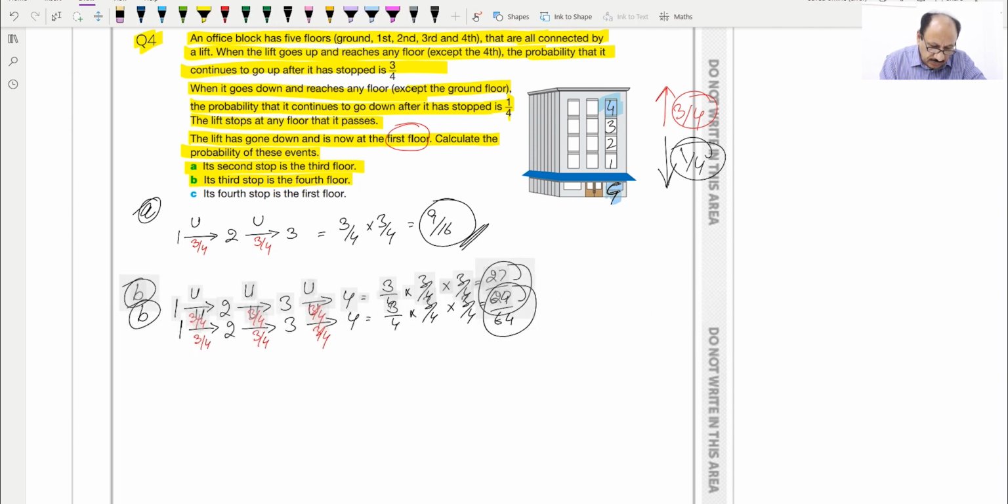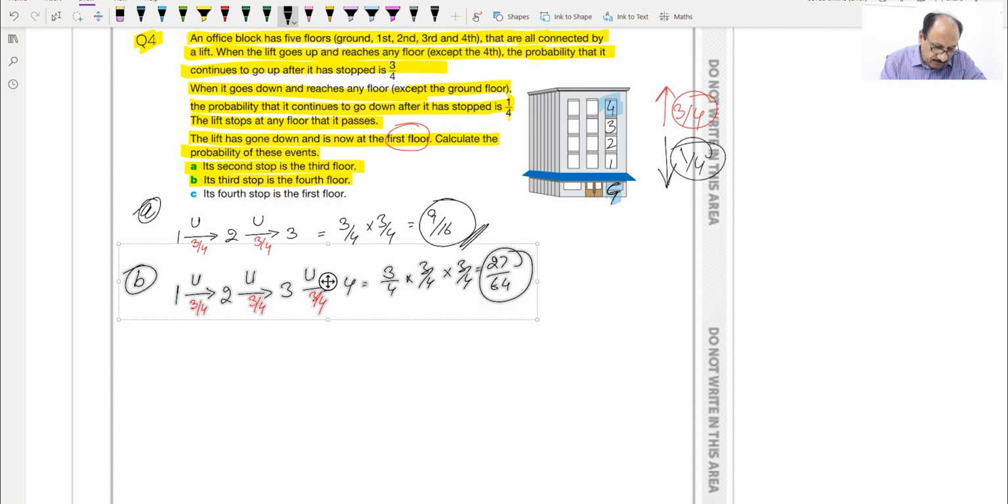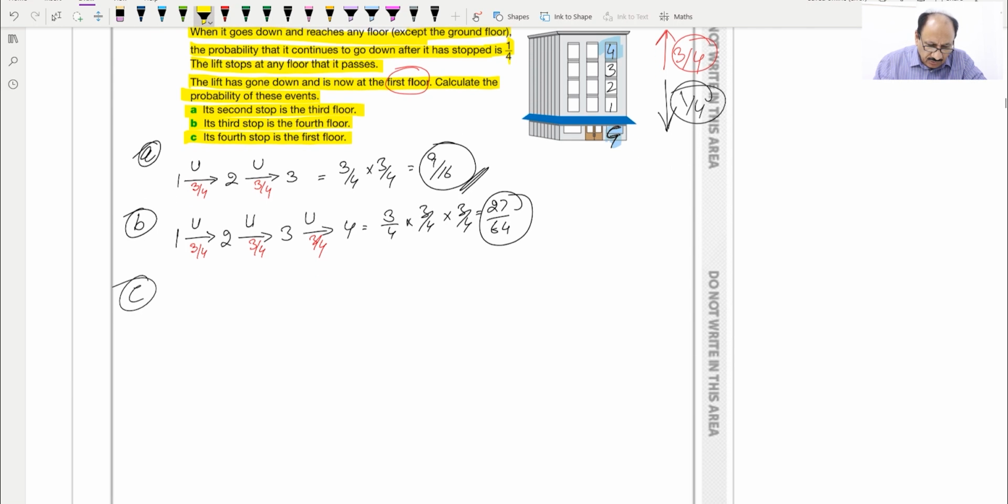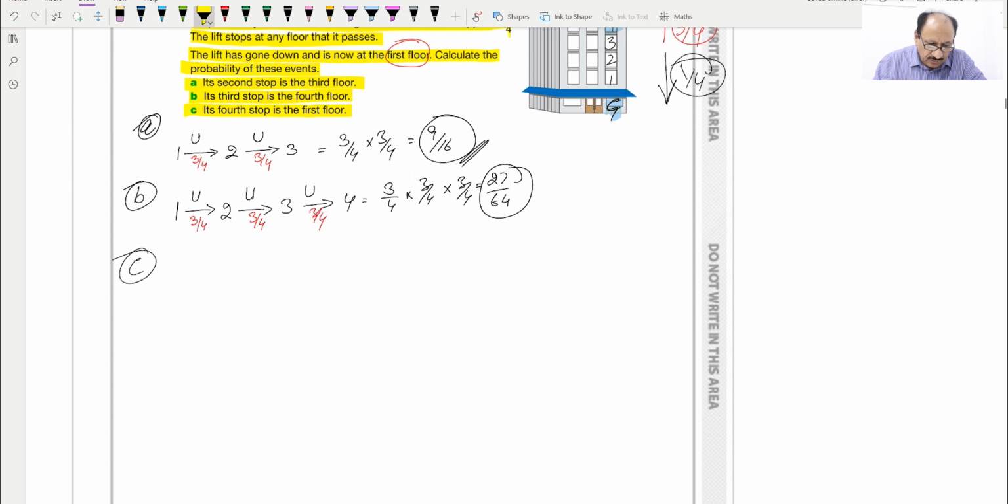So this one also done. Now the C part is difficult, and you have to be careful and understand this C part very carefully. It says its fourth stop is the first floor. So fourth stop is first floor.